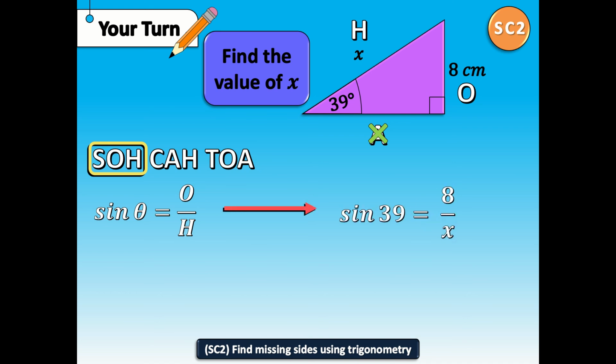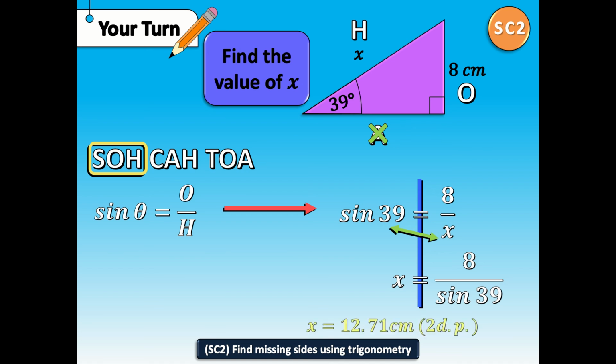So I write sin 39 equals, now it's opposite over hypotenuse. So I've got to write 8 over x. And because x is on the bottom of the fraction, I need to swap those two round. So x equals 8 over sin 39. If I type that into my calculator, I get 12.71 centimeters.